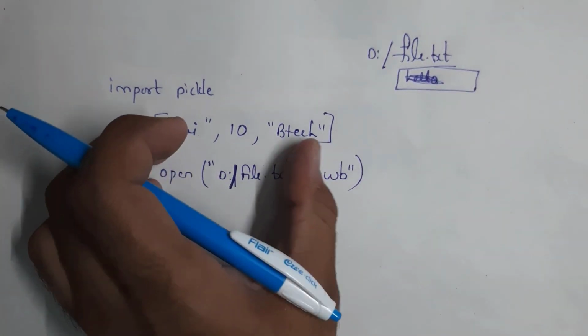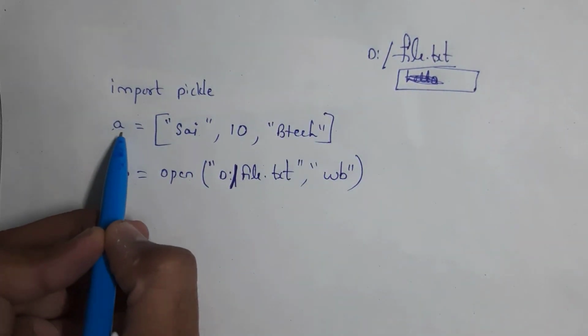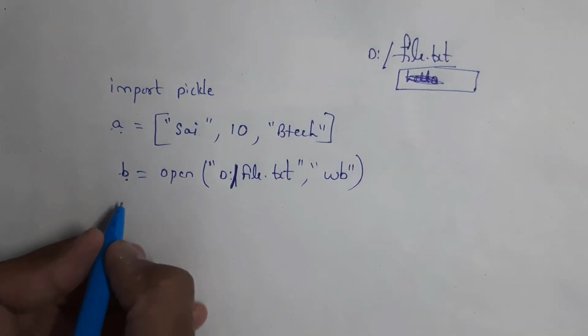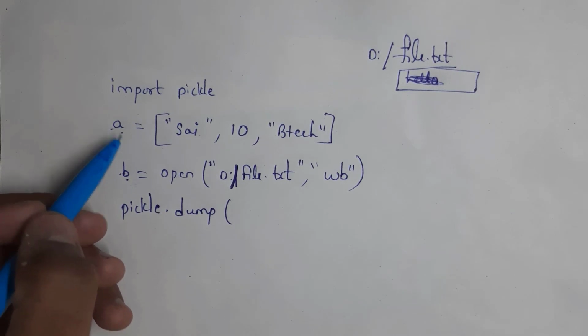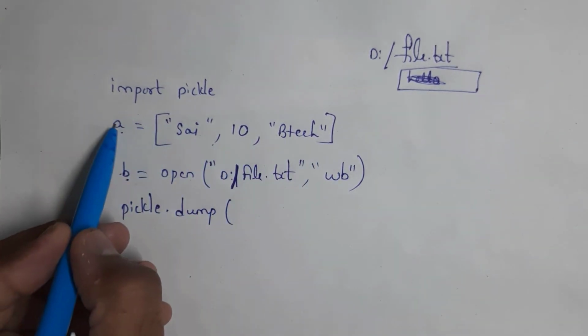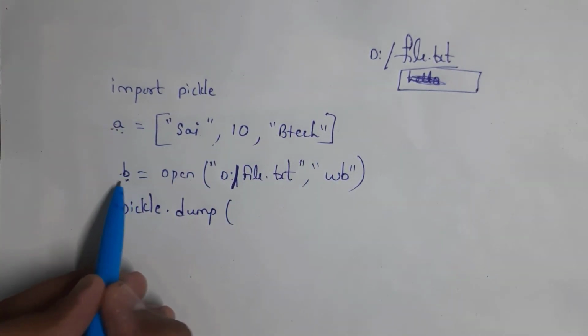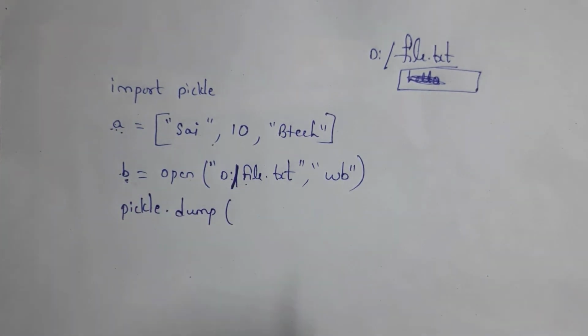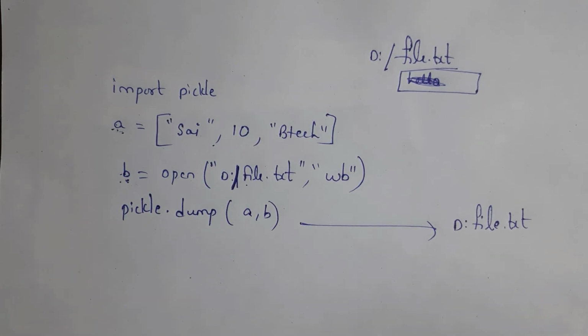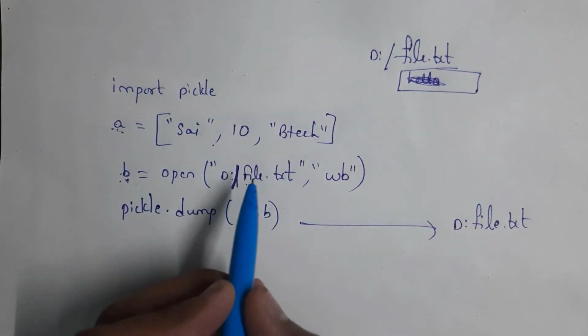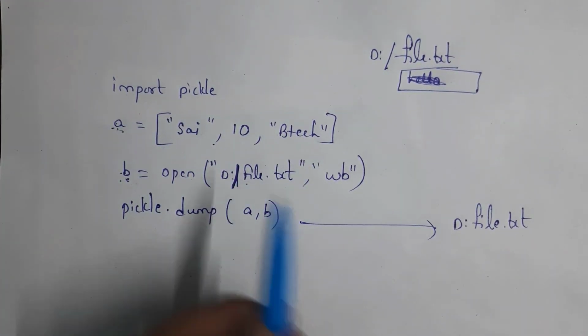Now I want to copy list which is present in object a to object b. So just write here pickle.dump. By using pickle.dump method, we can copy list which is present in object a to object b. Object b is nothing but file.txt. So just write here pickle.dump(a, b). Whenever you run this code, it will store list into my file. That file name is file.txt which is present in local disk D.